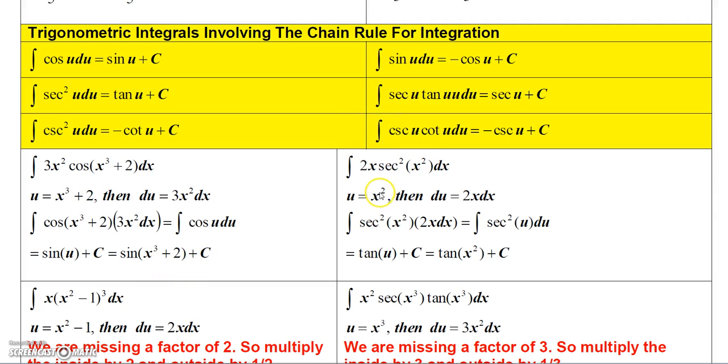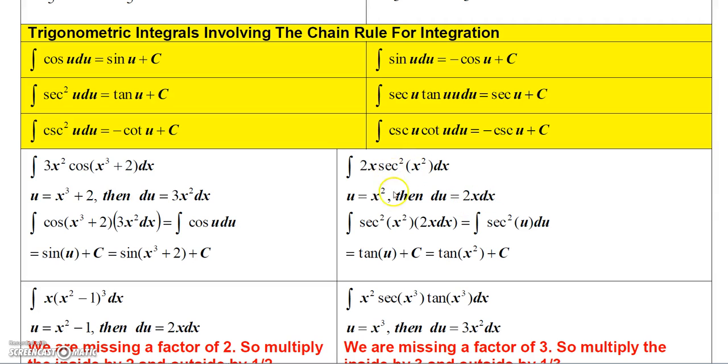Okay, here's another one. Now here I have 2x times secant squared of x squared. Now you might think at first, oh well, why don't I think of this as the power rule since I've got a trig function squared, because I did that up there with cosine squared, but actually that won't work. What will work though, is if you let u be this argument here, x squared. Okay, now watch what happens. If I let u equal x squared, then du would be the derivative of x squared, which is 2x times dx. So du would be 2x dx.